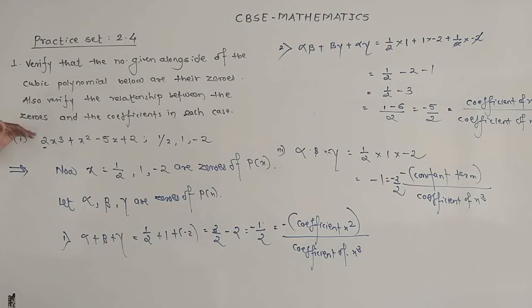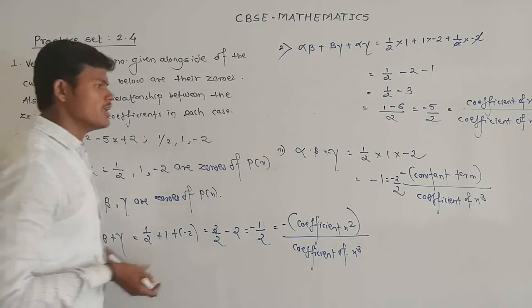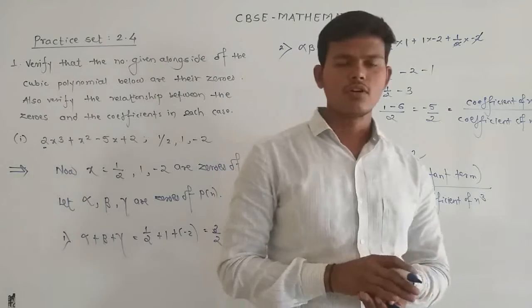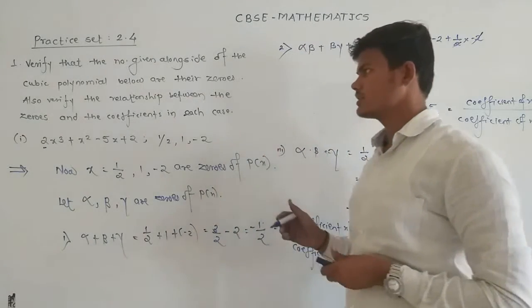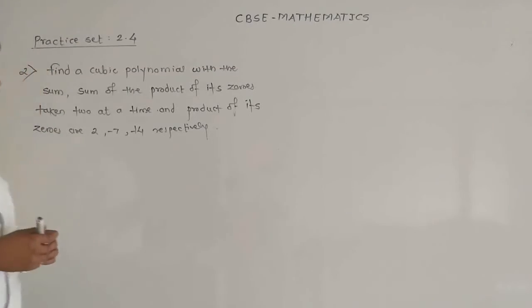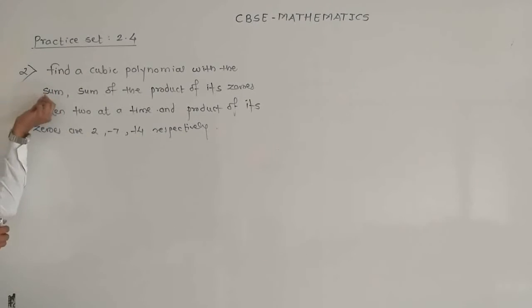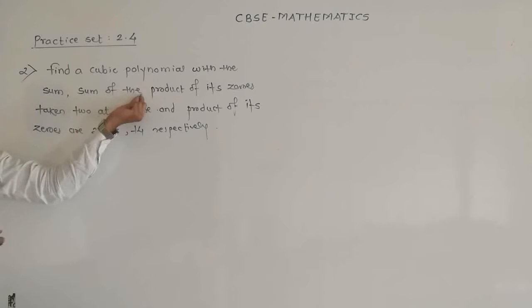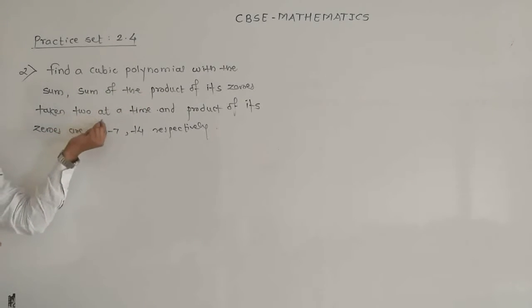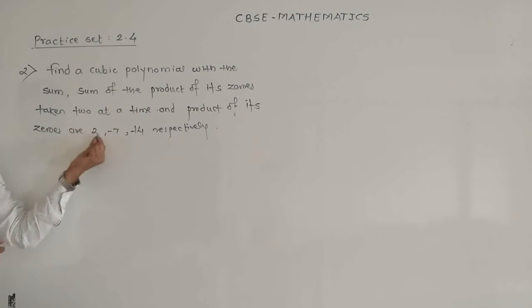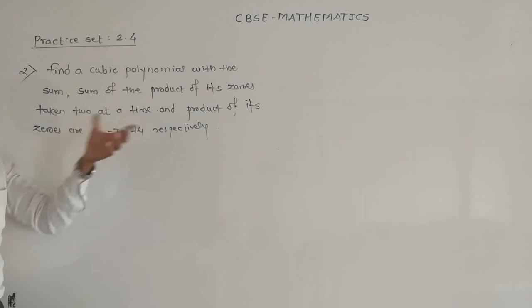This is the relationship between zeros and the coefficients for the cubic polynomial. Similarly, the second question is for homework. Now directly we are starting the next question. Question number two is: find a cubic polynomial with the sum of its zeros, the sum of the product of its zeros taken two at a time, and the product of its zeros being 2, minus 7 and minus 14 respectively.